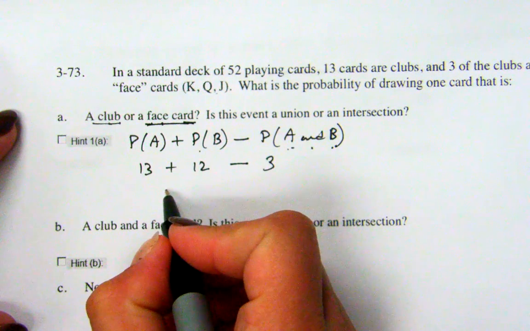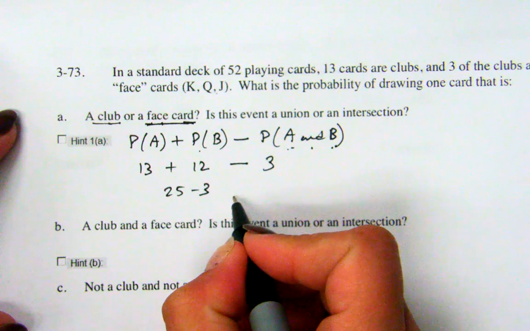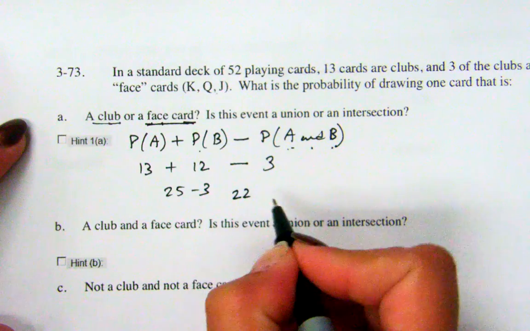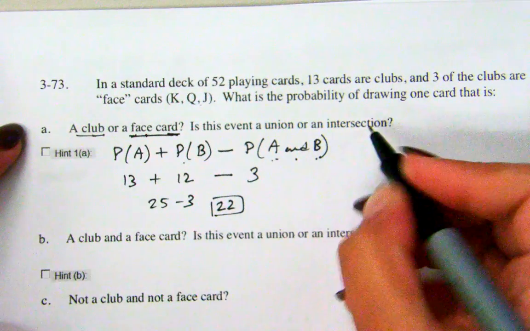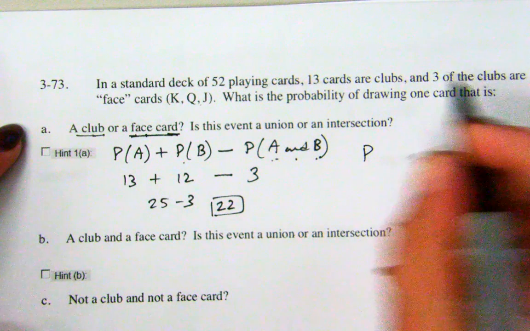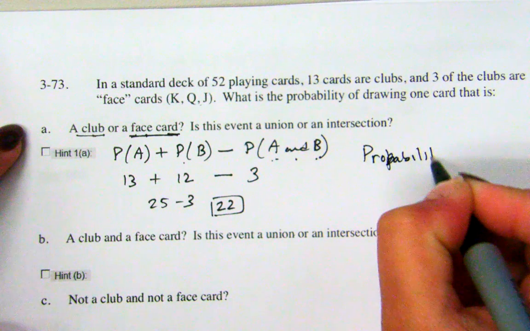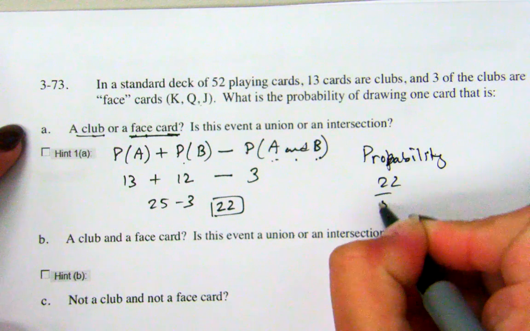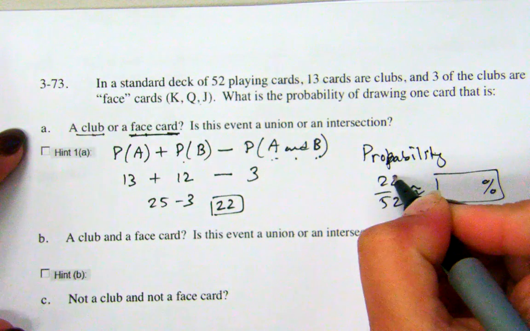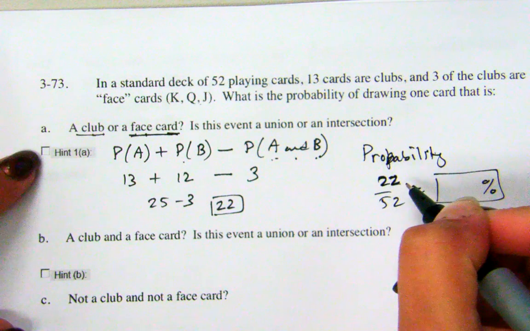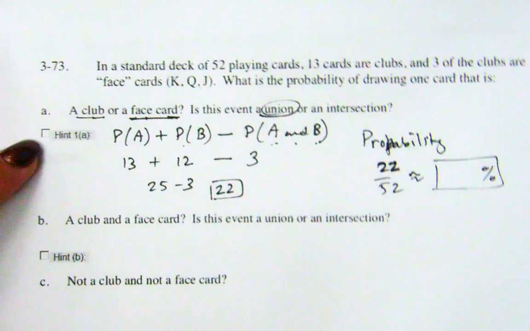So what do we have? 25 minus 3. That gives us 22 cards, right? So 22 cards is what we're left with, but we want the probability. The probability would be 22 out of 52, and I'm pretty sure you can find out what the percentage of that is. Okay, so you have 22 cards that are face or club, and the event is a union of the 2.